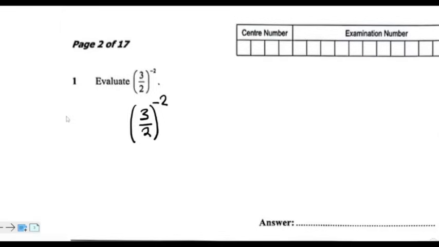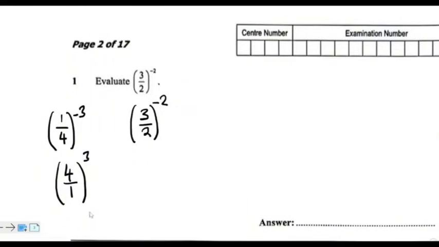If you have something like 1 over 4 raised to the power of negative 3, the way you can evaluate this is to find the reciprocal of 1 over 4. The reciprocal of 1 over 4 will change to 4 over 1. The moment you find the reciprocal, the power will be a positive. So I'm going to use this principle and apply it here.